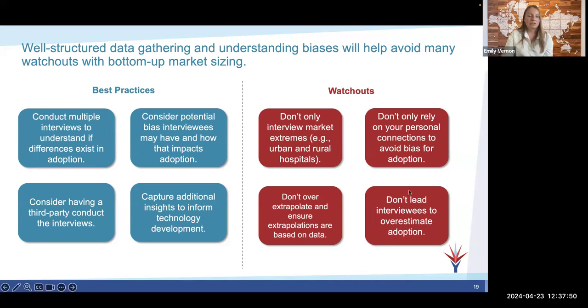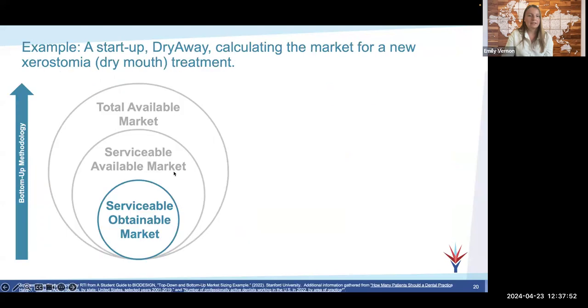As Brailey mentioned earlier, it is challenging to think about these methodologies and the differences in the abstract. So we're going to go back and visit our company, Dry Away, to see how they calculated their market size for their technology using the bottom-up methodology. So starting with the SOM, going out and speaking directly to their customer, trying to understand how much of the prize they can capture.